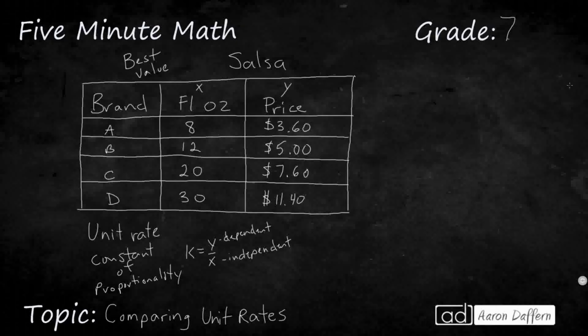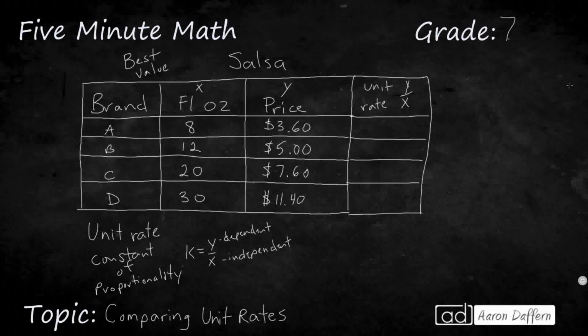So the size is our independent variable value, which means I need my unit rate. I'm going to make another column over here, and I want my unit rate to be over here. And if I can calculate that, I can compare. That's going to be my y over x, which means it's time to do some division. Let's start with that first one. y over x is 360 over 8. What I want to do is tip it over onto its side. Let's just do some long division.